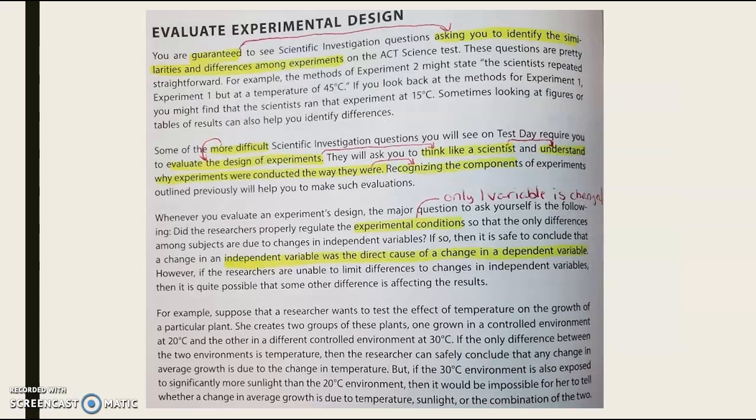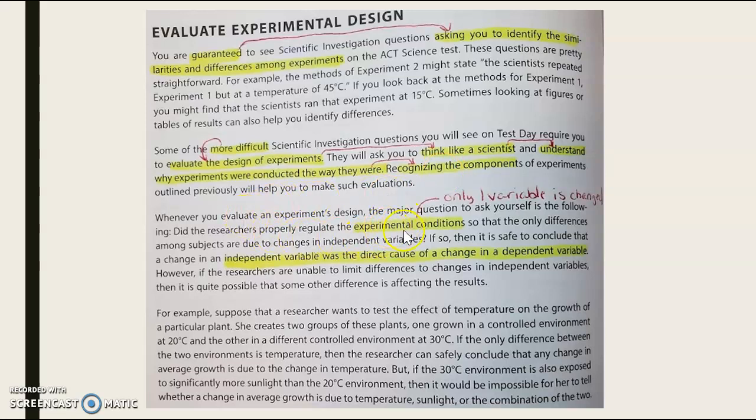Next section of questions, we're going to be evaluating experimental design, which you are guaranteed to see, asking you to identify the similarities and differences among experiments on the ACT. You will see this. Some of the more difficult ones are where you have to evaluate the design of experiments, meaning you need to think like a scientist and really understand that scientific method and understand why the experiments were conducted in the way that they were. So you do need to know the parts of the scientific method to really nail these questions.